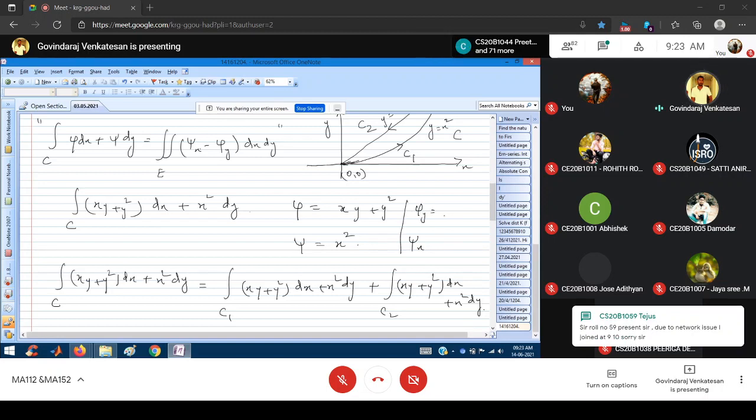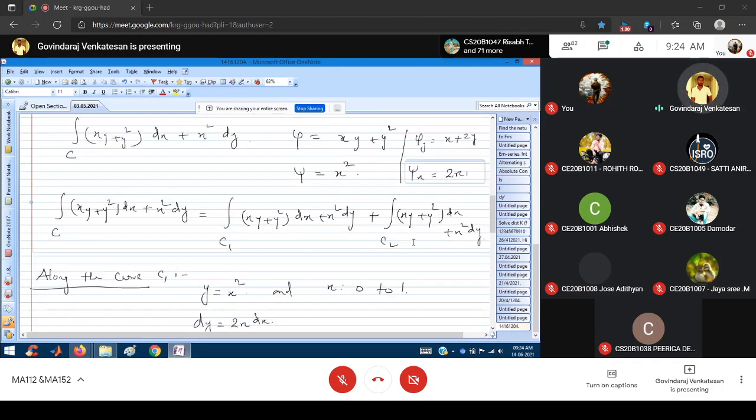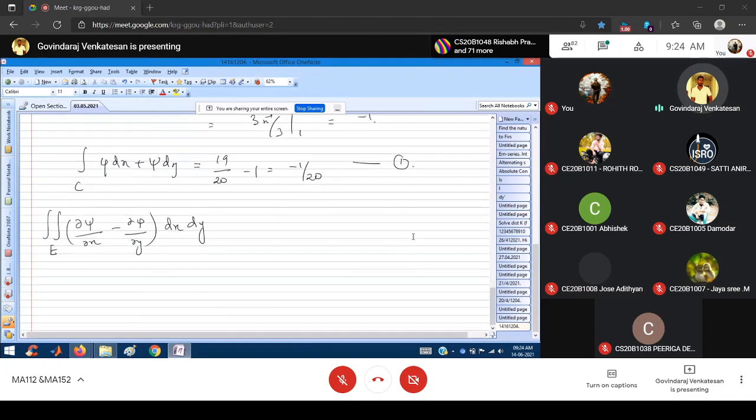Differentiating phi with respect to y, we get the answer x plus 2y. Differentiating psi with respect to x, you get the answer 2x. So now you have the values of phi x and phi y. Now we have to find this region E.